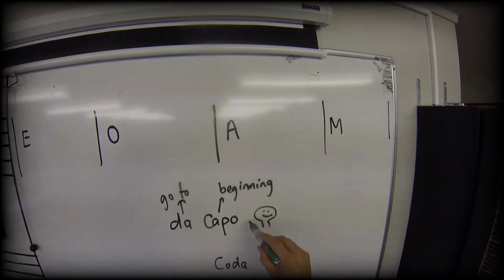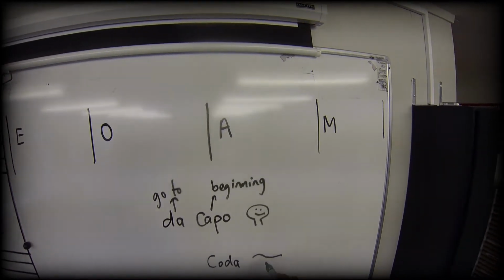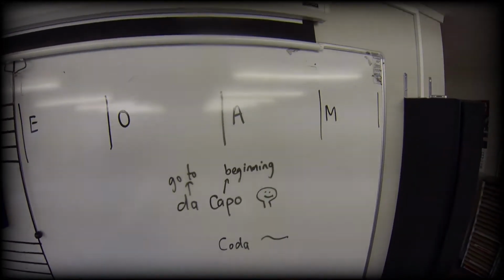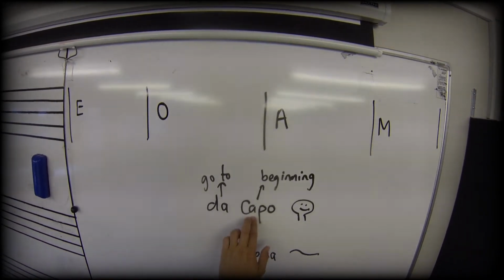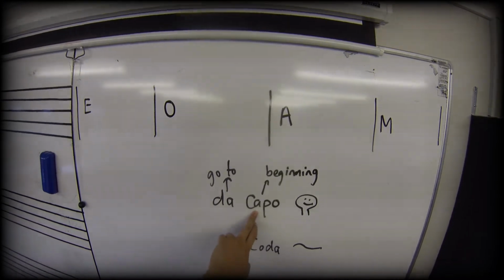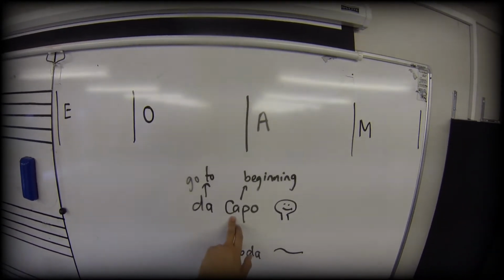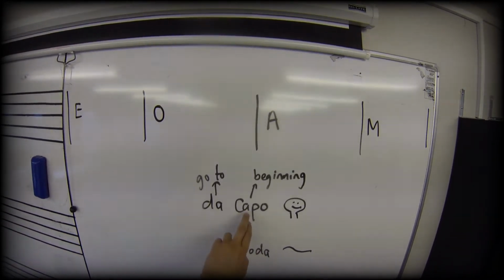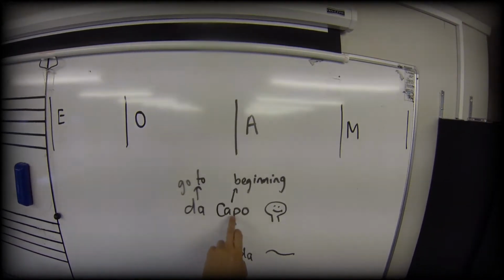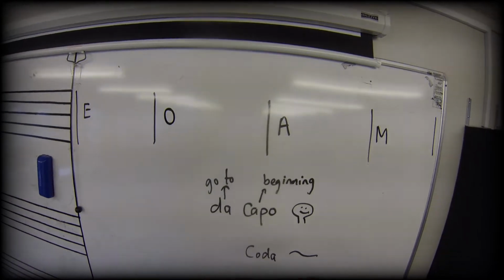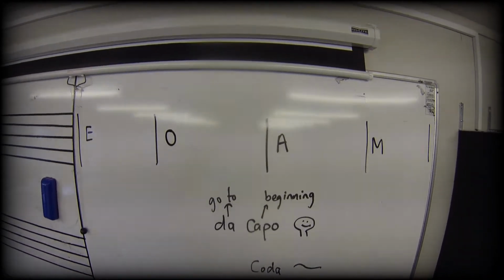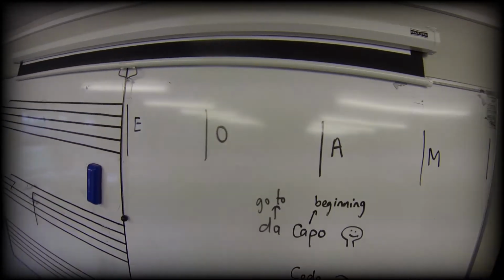So the idea is that the dog starts with its head and ends with its tail, and that's what happens with music as well. We use the word cap, which is something that you wear on your head. So there's a relationship between cap, capo, head, beginning of the music. So da capo just means go back to the very beginning of the music.